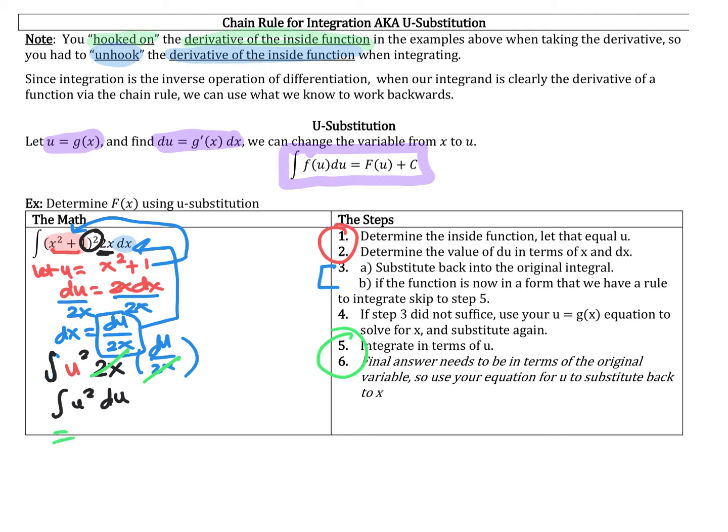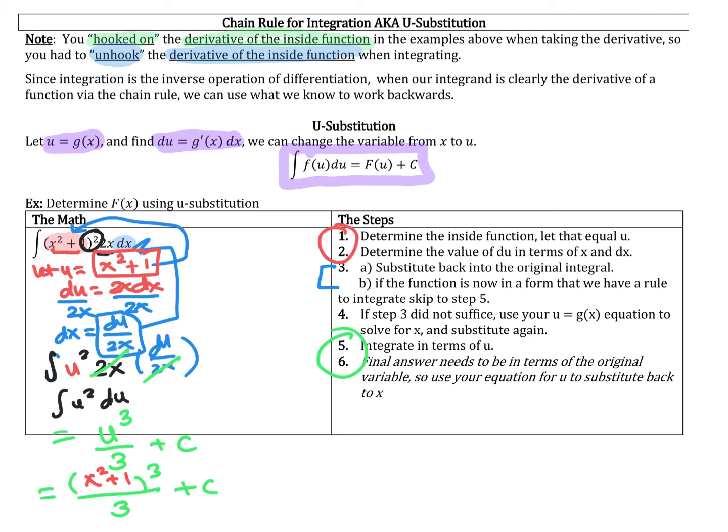So if I evaluate this, I'm going to add 1 to the exponent, and I'm going to divide by 3. And since there are no bounds on this integral, it's an indefinite integral, I need my plus c. Now remember, this original problem was in terms of x, so my final answer also needs to be in terms of x. But that's not a big deal. All I need to do is take everything that's here, and then where there was a u, plug in what I defined u to be at the beginning, x squared plus 1.